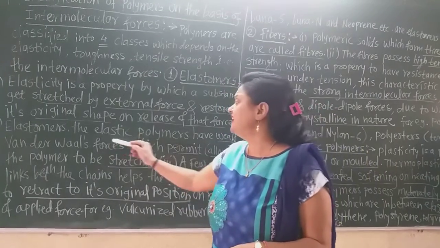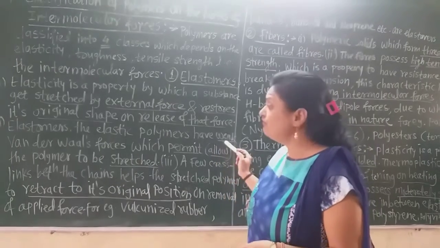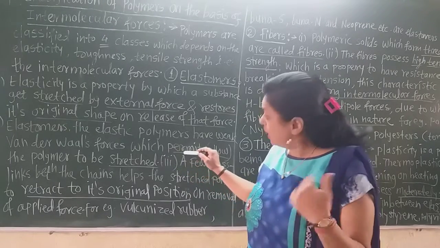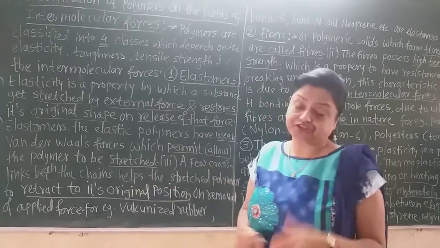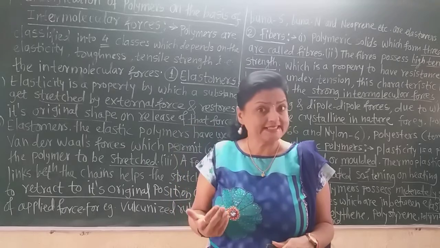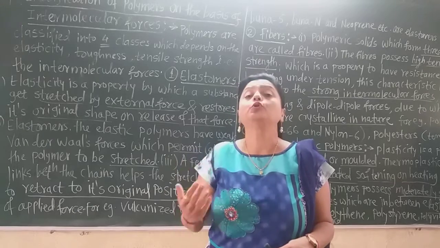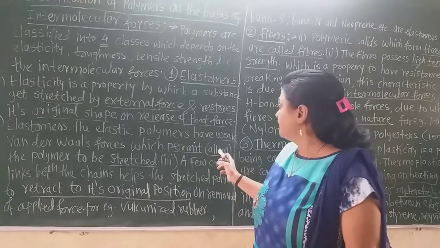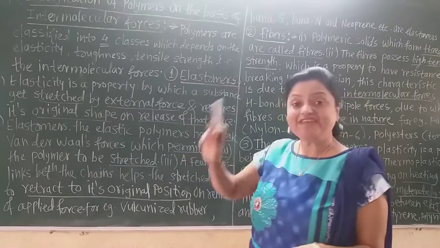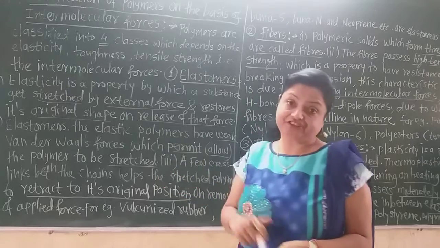Now elastomers, the elastic polymers. Elastomers are also called elastic polymers, which have weak van der Waals forces in them, due to which they allow the polymer to be stretched. The weak van der Waals forces, or weak intermolecular forces, permit the molecules of these polymers to be stretched.